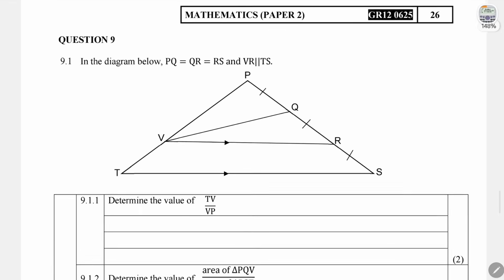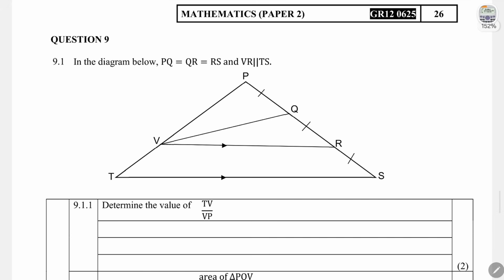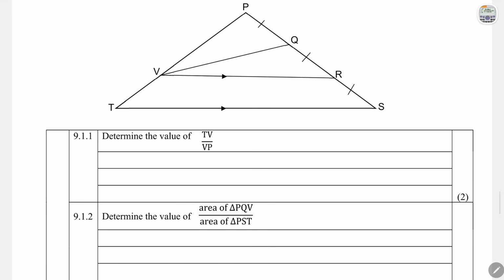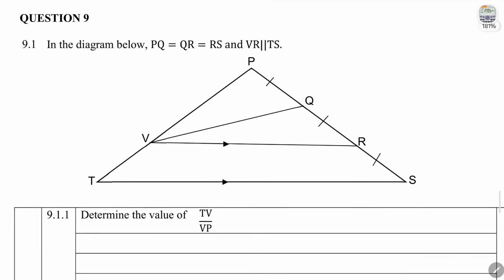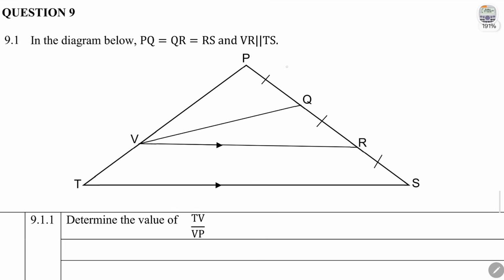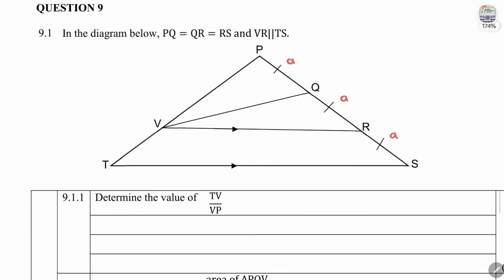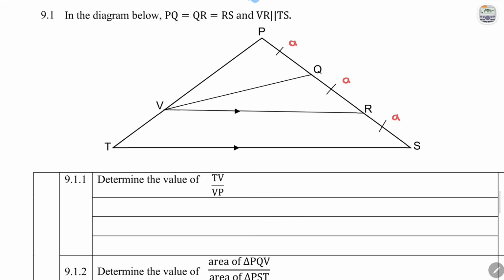Question 9.1 says, in the diagram below, PQ is equal to QR, which is equal to RS. And we're also told that VR is parallel to TS. Okay, the first question, 9.1.1 says, determine the value of TV over VP. Okay, so since these three sides are equal, we could just call them A. Okay, so if that was A, and that was A, and that was A, because they're exactly the same, how would we find TV over VP?